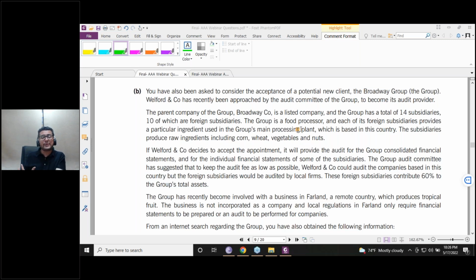Do we have the recent experience? Will we be able to perform the stock take? This is a specialized client. They are not performing an ordinary job. They are agriculture-based clients. So we need to evaluate the competence and the availability of resources with respect to this client. This is going to give us marks. If the audit firm decides to accept the appointment, so as of now, what points have I identified? Ten subsidiaries are foreign subsidiaries.